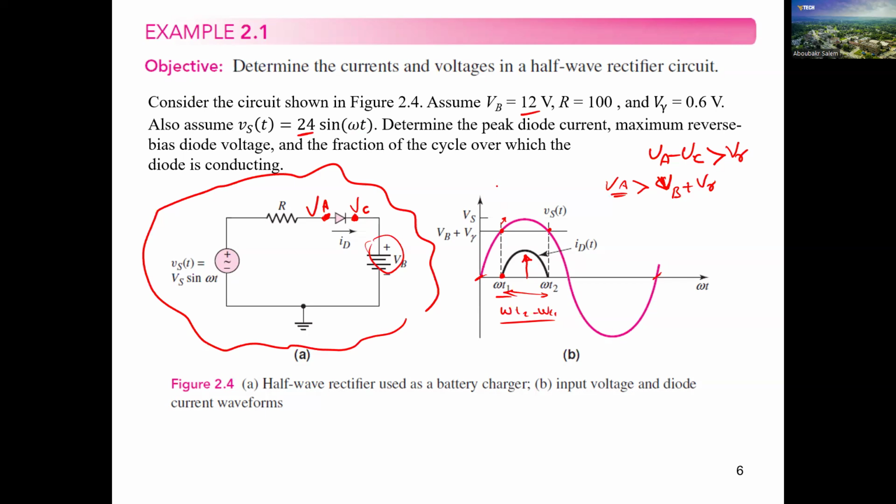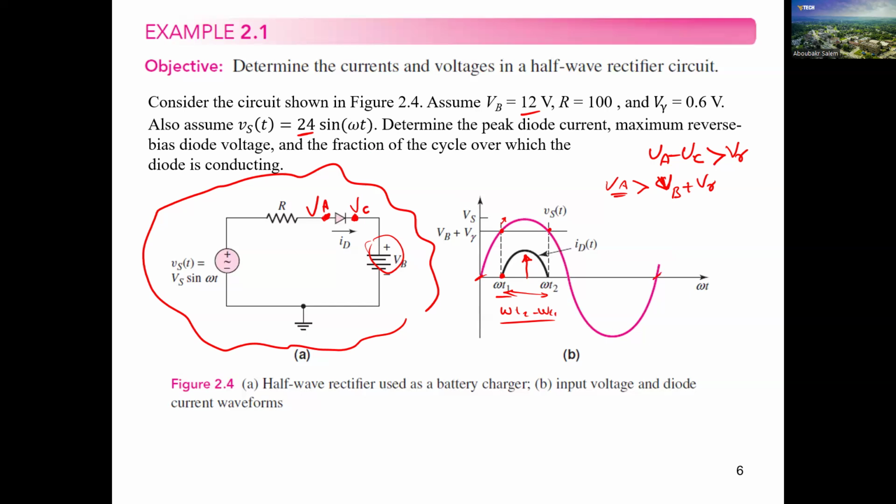Okay. Because he didn't ask the conduction time. He just said the fraction of the cycle over which the diode is conducting. So we need to know what the fraction is compared to the 360 degrees. Okay. So how can we get it, guys?